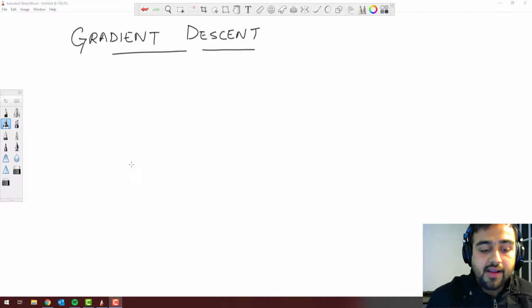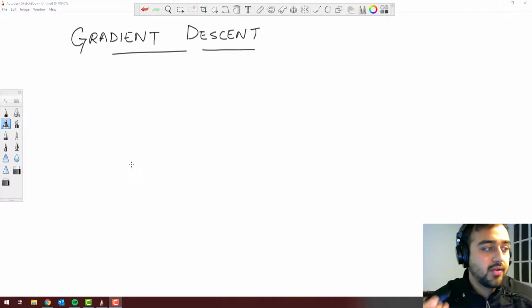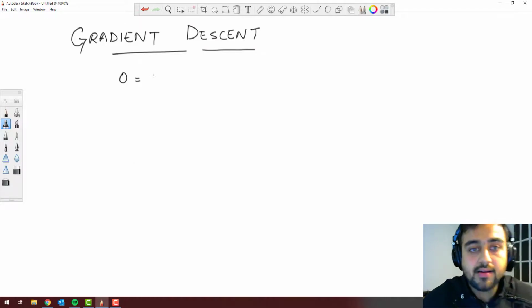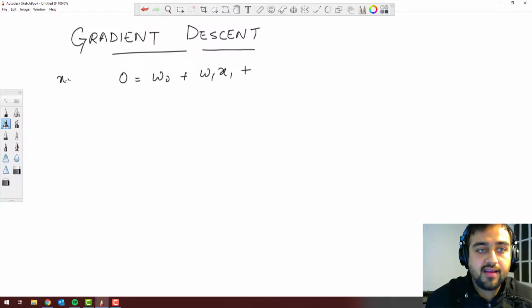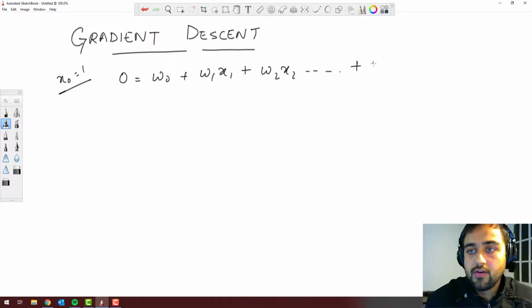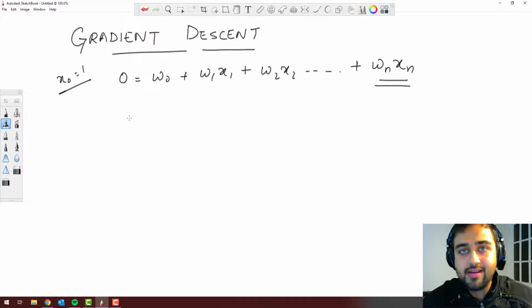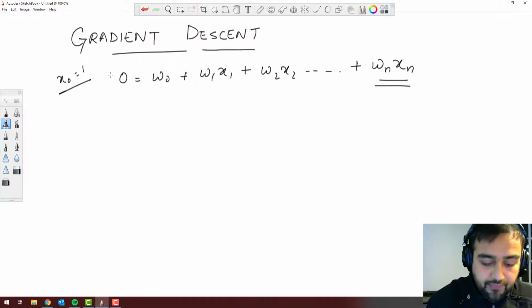In order to understand gradient descent better, we need to consider a simple linear unit, where the output of the linear unit is defined by w naught, taking x naught as one, or the bias term as one. So we have n features and n weights associated with these features. If we want to learn our wi, or modify the values of wi, we need to reduce our error, and in order to reduce the error, we need to update our w's.